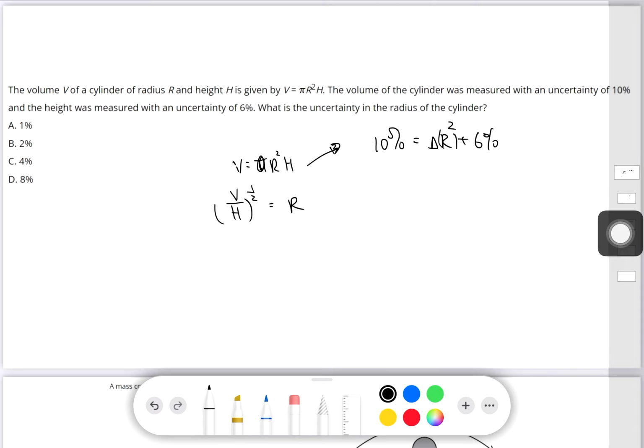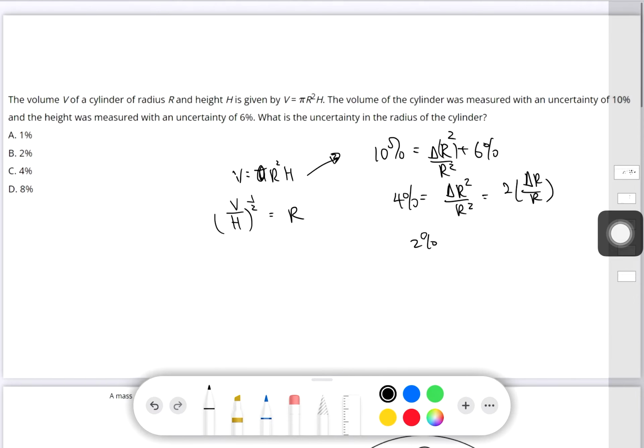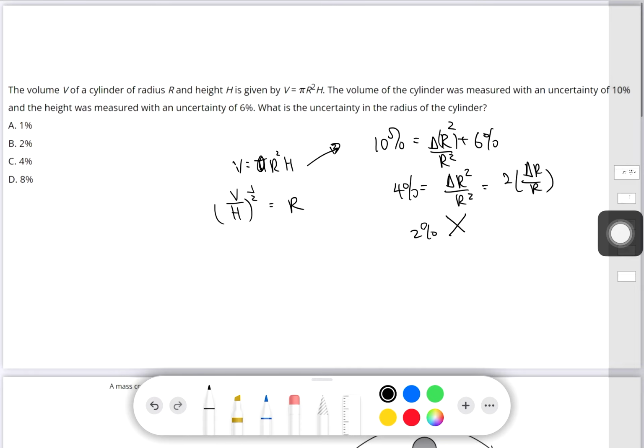Let's put this in here, and then we're going to divide it. We've got 4% would be delta r squared over r squared, which is 2 delta r over r. And then we're going to think that the answer would be 2%. But this is not true because in no propagation would you actually subtract an uncertainty. It always only gets bigger. So we have to rearrange it, but this is clearly wrong.